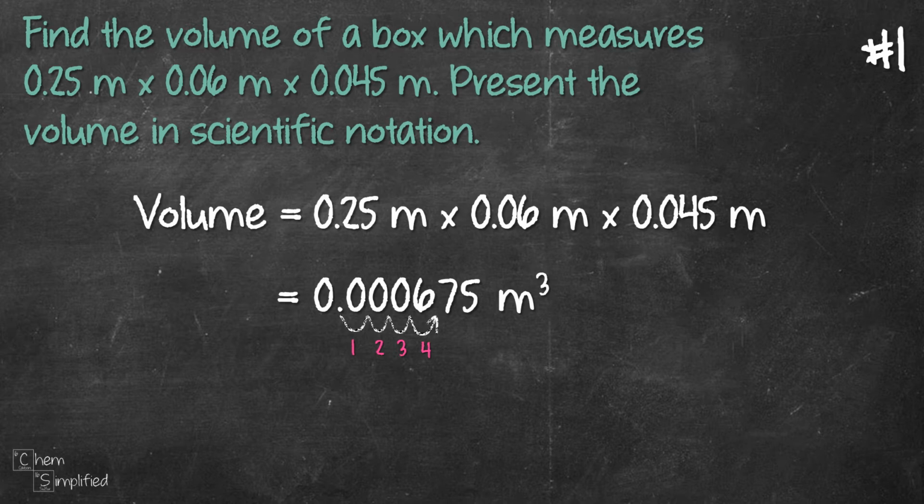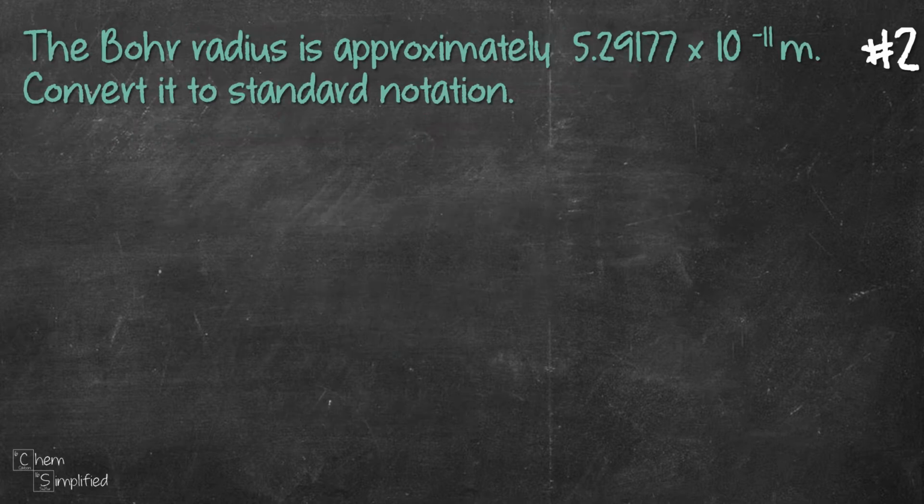Since we move to the right, we'll write the exponent with a -4 value. Final answer is 6.75 times 10 to the power of -4 meter cube. Moving on to our second example. This is the opposite to the first question. Here we need to convert from scientific notation to standard notation.